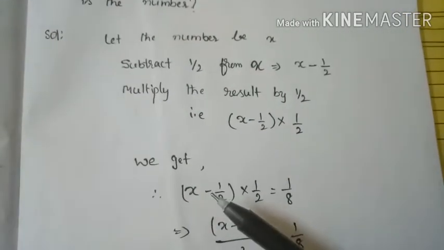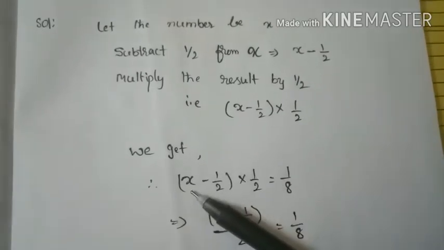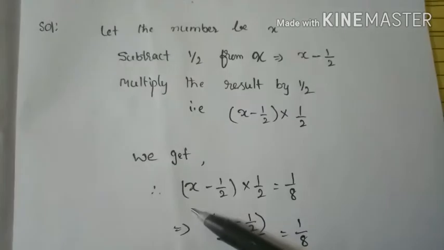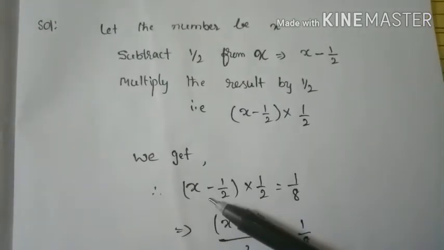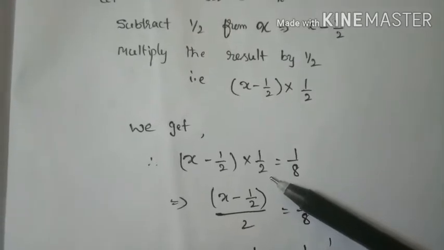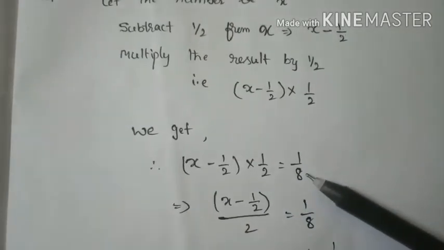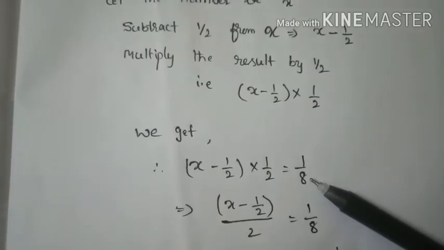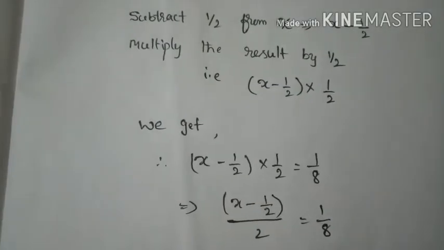If you subtract 1 by 2 from a number, and what you got, that result is multiplied by 1 by 2, then we get 1 by 8. Clear? How I form the equation? Yes.